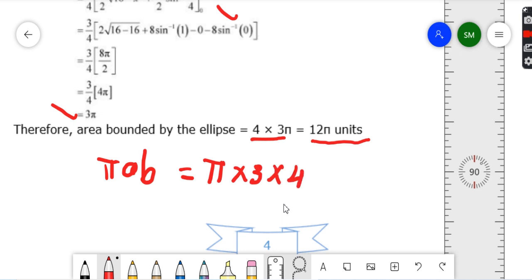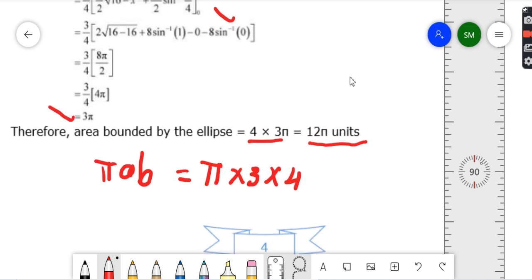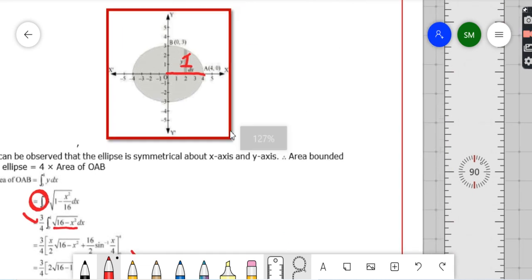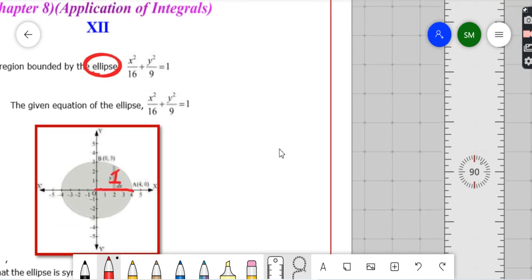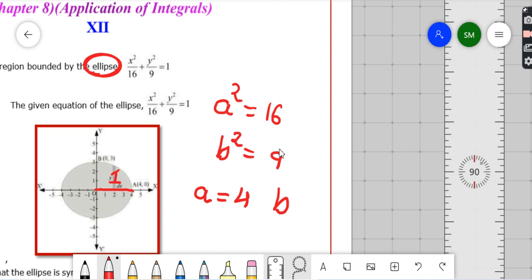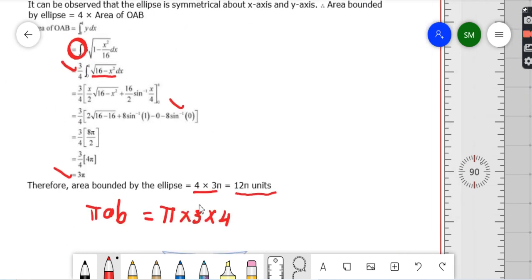But sir, how are you getting 3 and 4? So if you are familiar with the standard formula of the ellipse, then x square upon a square, so a square equal to 16 and b square equal to 9. So a equal to 4, b equal to 3, so 4 3s are 12 pi. Easy. You can see in the exam for MCQ this is very important, so make a note of it. For MCQ this is very useful and it will help you a lot.